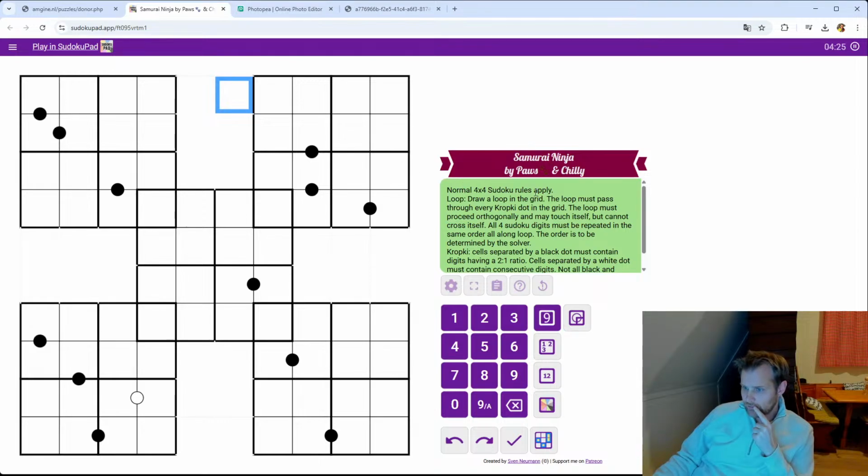Normal 4x4 Sudoku rules apply. Loop. Draw a loop in the grid. The loop must pass through every crop key dot in the grid. The loop must proceed orthogonally and may touch itself, but cannot cross itself.